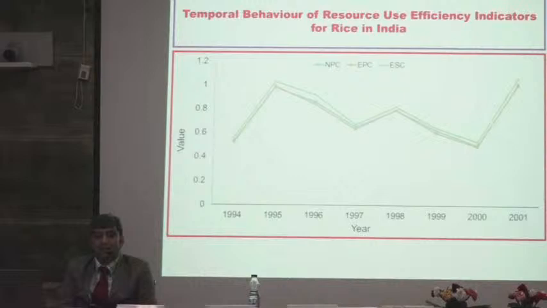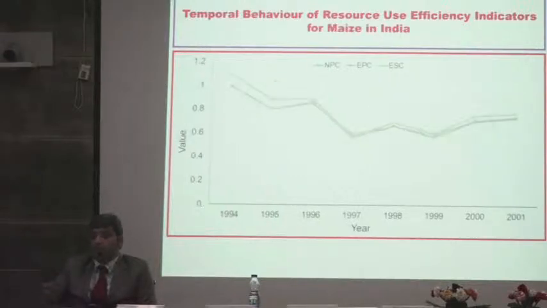There may be many other aspects as well regarding environmental degradation and more use of water and land. But this indicator reflects that India has comparative advantage and efficiency in production of rice. Next is regarding maize, and in this context also our indicators are less than 1. This also indicates that India has comparative advantage in the production of maize.